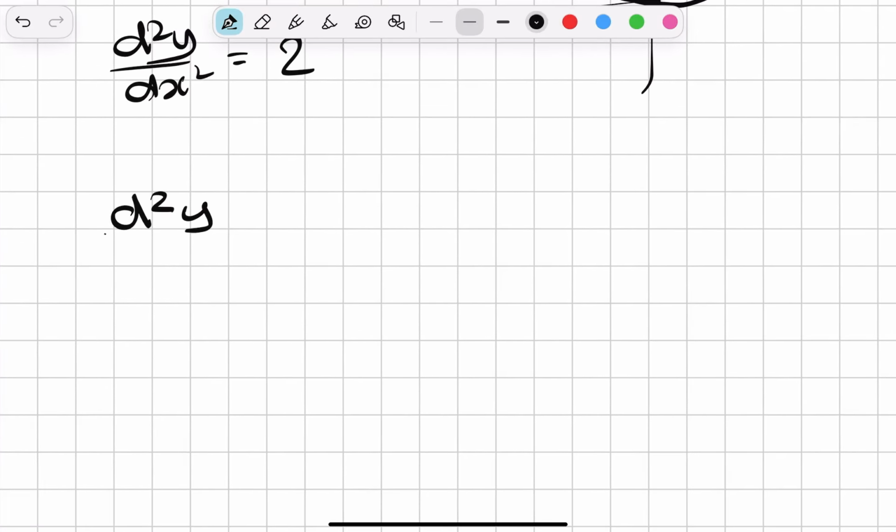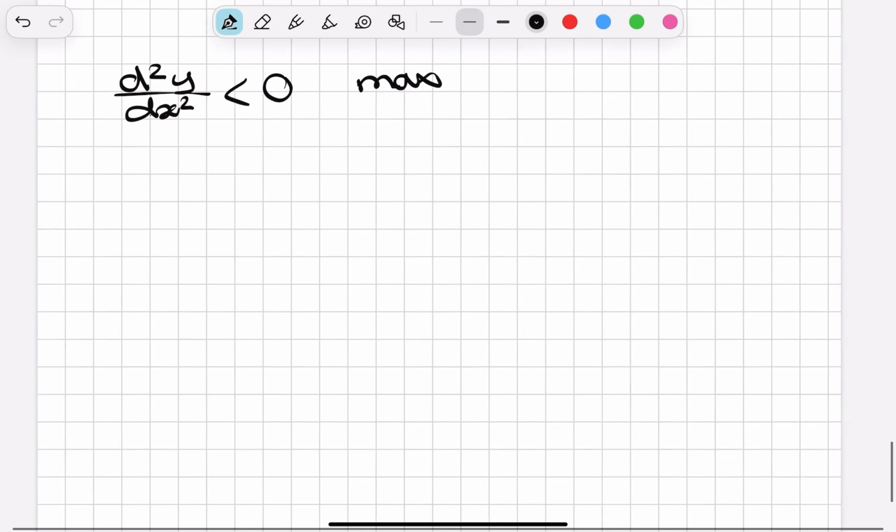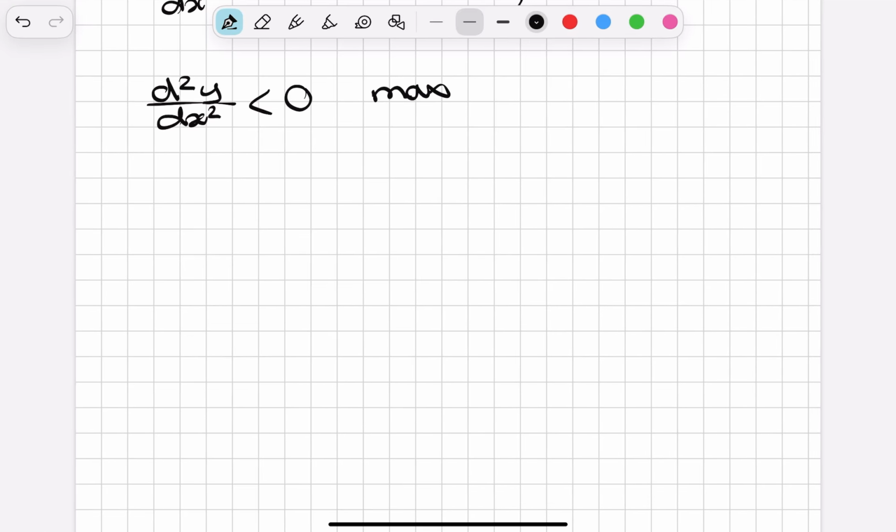Taking the converse, d2y over dx squared less than 0 means that our stationary point is a maximum. For example, y equals minus x squared, where the second derivative is minus 2. We have a maximum. Last thing to consider, point of inflection.